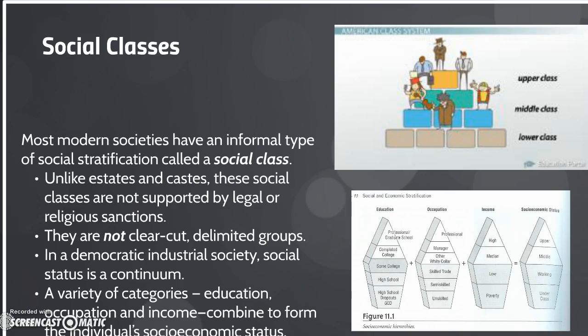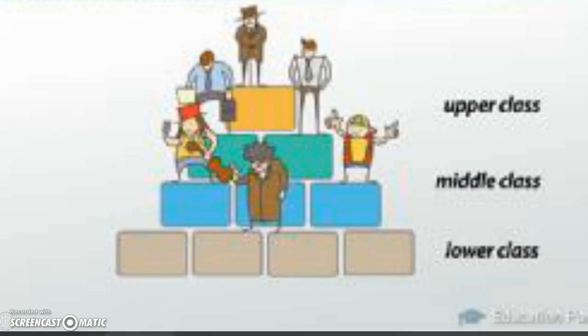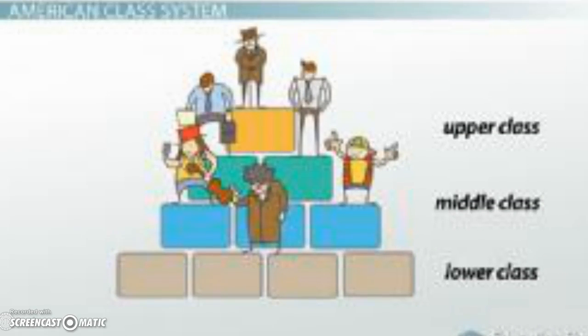Unlike estates and castes, these social classes are not supported by legal or religious sanctions. They are not clear-cut, delimited groups. In a democratic industrial society, social status is a continuum. There are a variety of categories, which you see on the lower right: education, occupation, income, which combine to form the individual's social and economic status. This is a cartoon depiction of the class system.